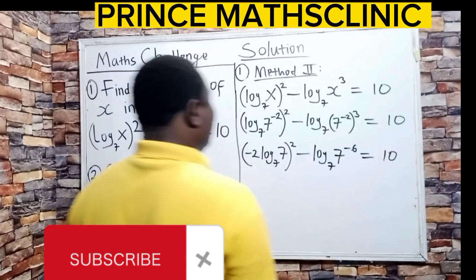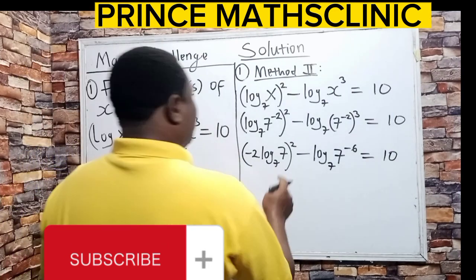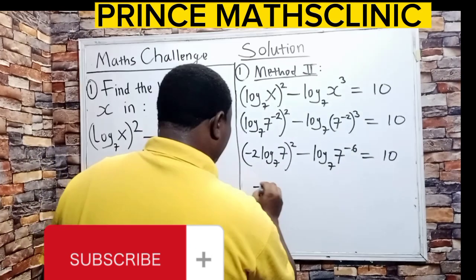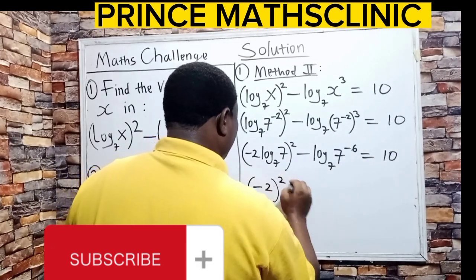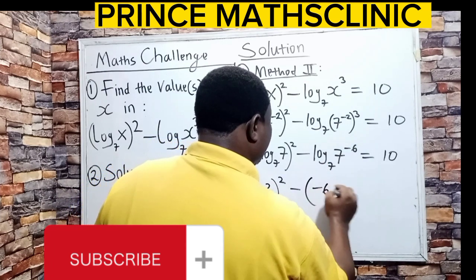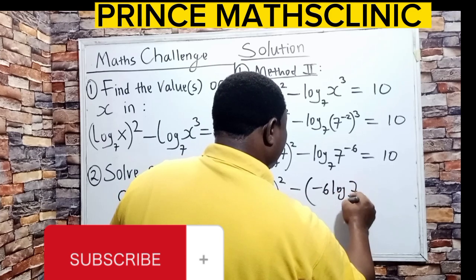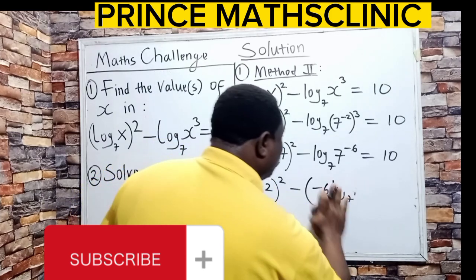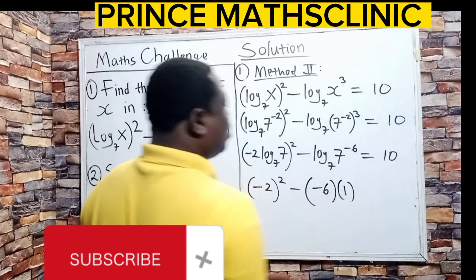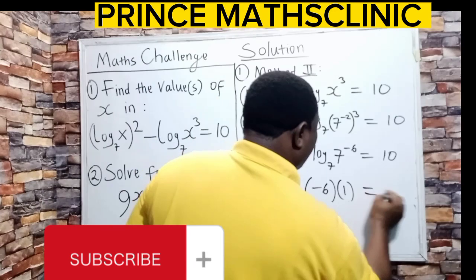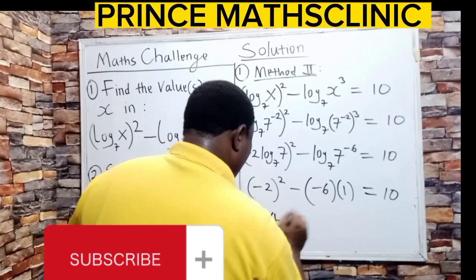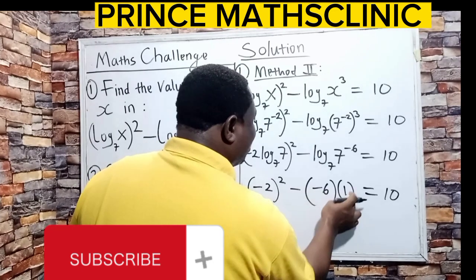Let's see if it will give us 10. Now, this log 7 base 7 will cancel out to become 1. So I have negative 2 here, squared, minus, this will come here. This will become minus 6 log 7 base 7. And log 7 base 7 will turn to 1. So this is as good as saying minus 6 times 1. Let's see if it will give us 10. Minus 2 squared will give us 4. Then minus 6 times 1 is 6.